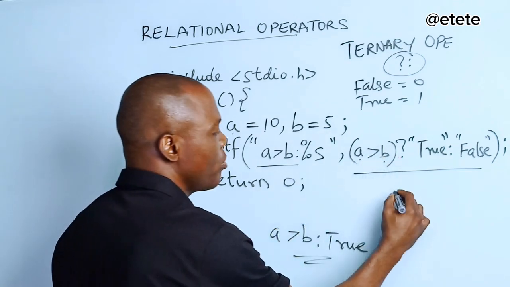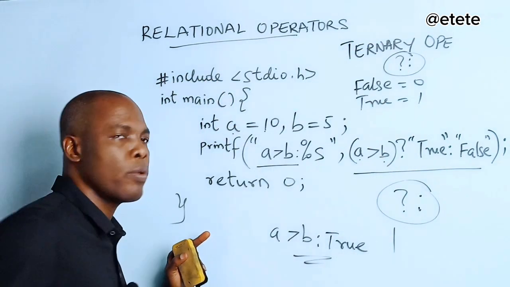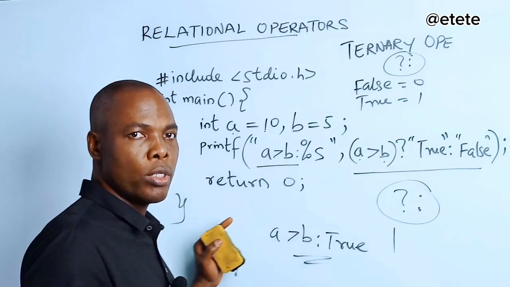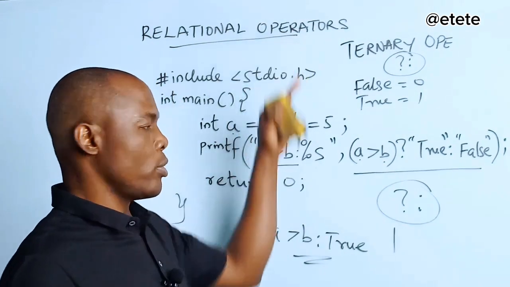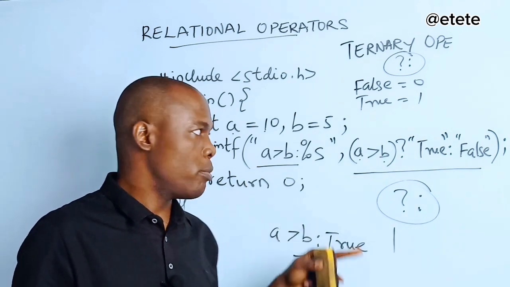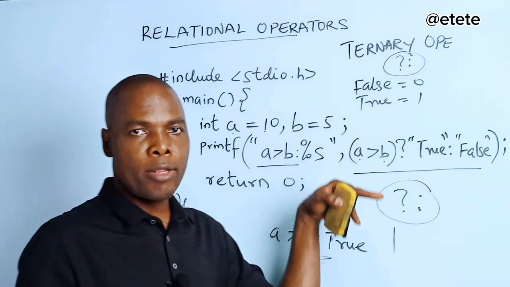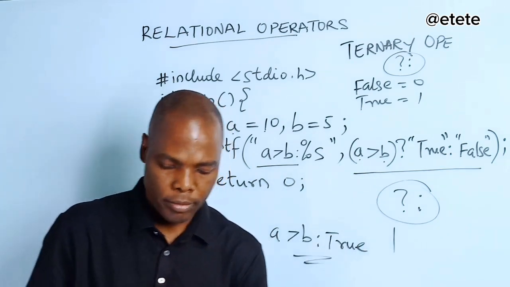So this is the ternary operator. This is what? Ternary operator. That is just what I want to introduce into this relational operator. So let's go to Code::Blocks and let me demonstrate the first part, which is the relational operator, and this ternary operator for you to see.